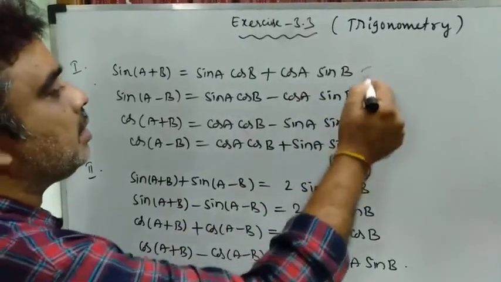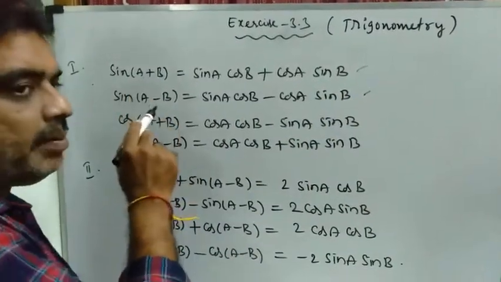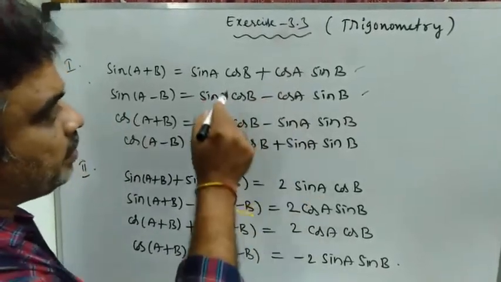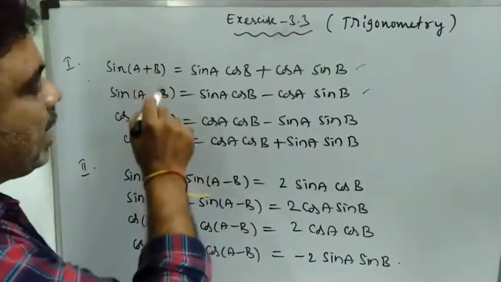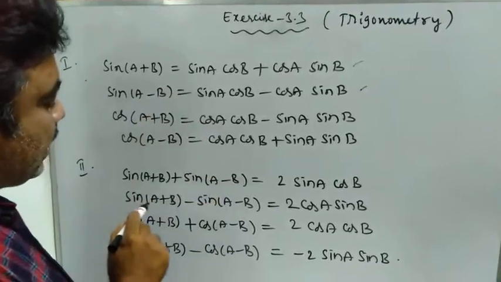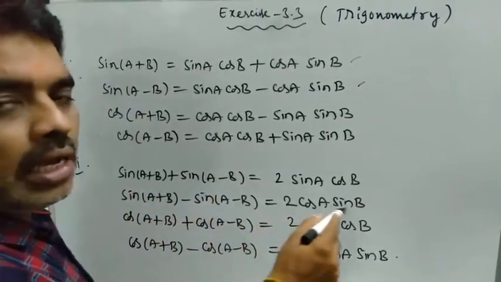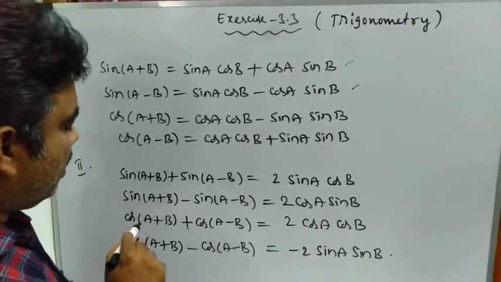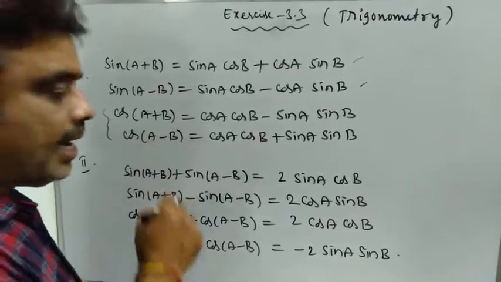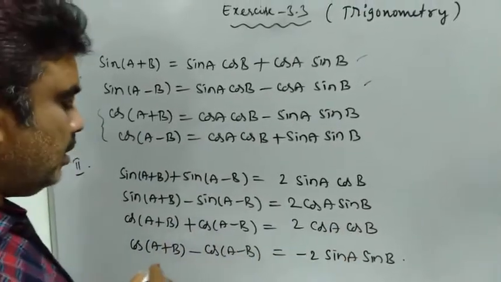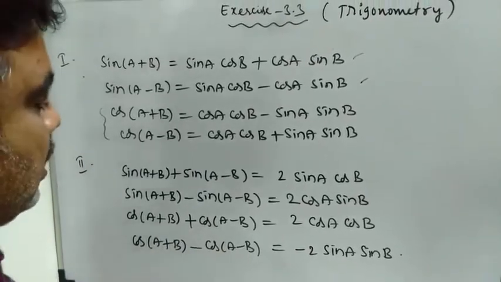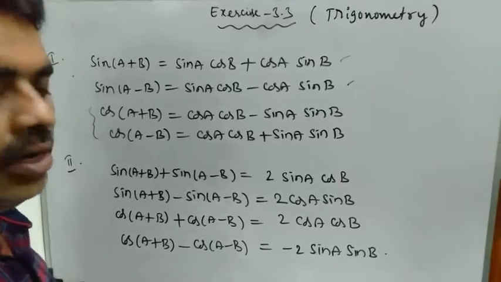On adding the first and second results, sin(A+B) plus sin(A-B), the cos A sin B terms will get cancelled. We will get 2 sin A cos B. Similarly, on subtracting, first minus second, we will get sin(A+B) minus sin(A-B) is equal to 2 cos A sin B. And cos(A+B) plus cos(A-B), the third and fourth formulas on adding, you will get 2 cos A cos B. On subtracting, you will get minus 2 sin A sin B. So these formulas should be kept in mind to solve the problems.